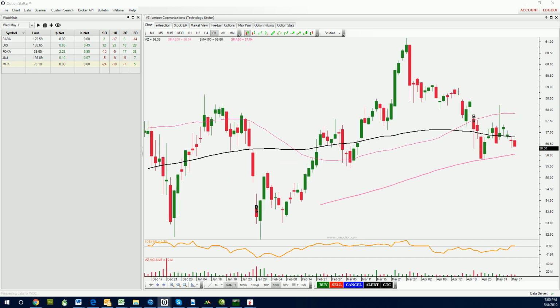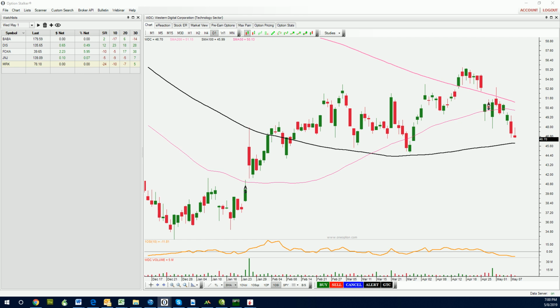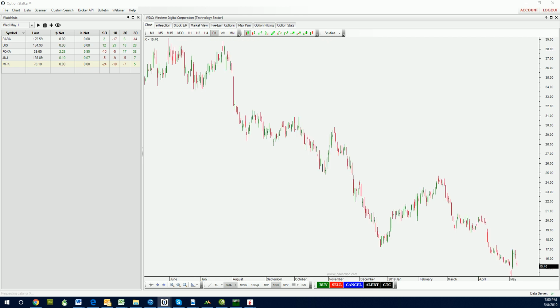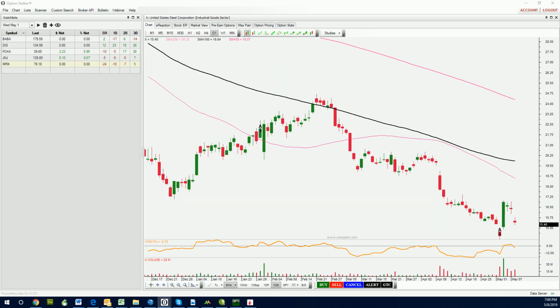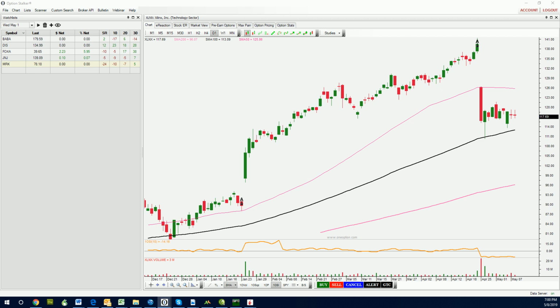Verizon, WDC, X, Xilinx. Big sell-off after earnings, holding its own. It's weak relative to the market, but you can see how it bounced off of this 100-day moving average, and it didn't quite get down to that 100-day moving average this week.